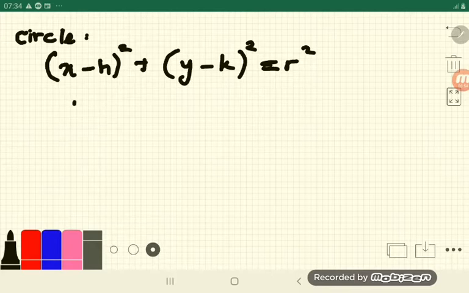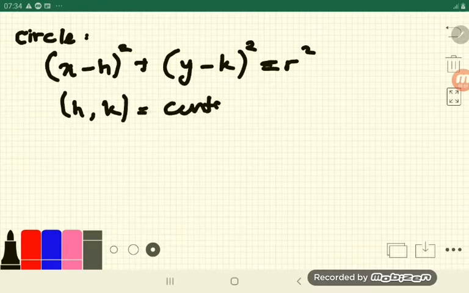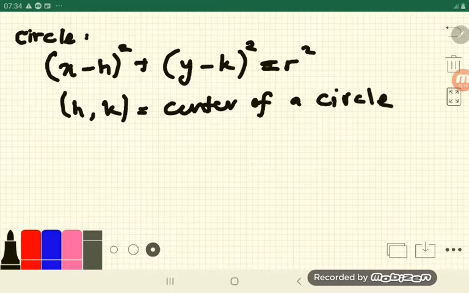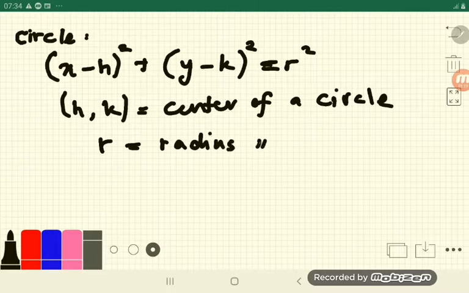where the values of h and k represent the coordinates of the center of the circle, and the value of r is equal to the radius of the circle. So you need to know the values of h and k so that we can start to draw or sketch the graph later.